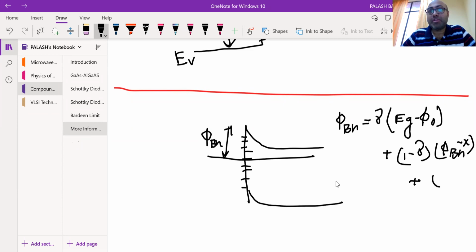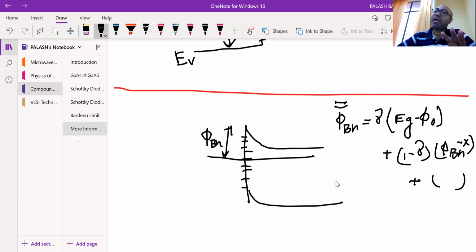What is important is, if you have a surface over there, getting an ideal Schottky junction is practically impossible. You will definitely have interface states. The moment interface states come, you are actually seeing this φn relation with this continuity, like φn is χ, Eg minus φ0.